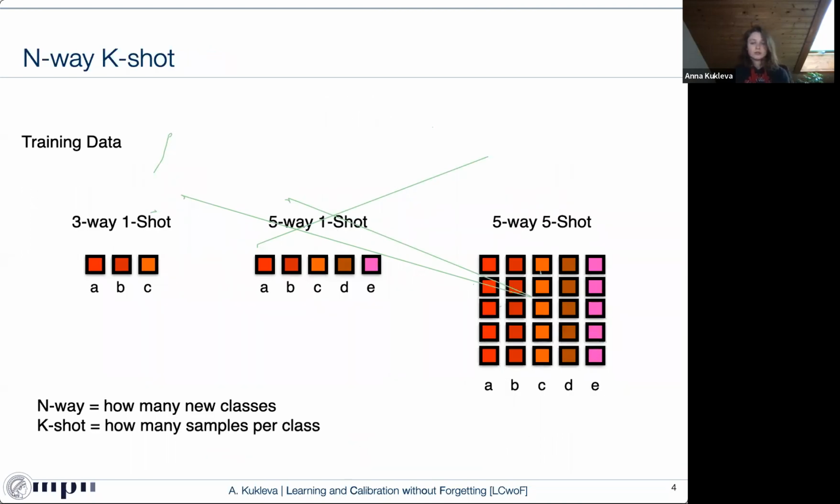Yeah, so you have a lot of different options. For example, one of the usual cases is called N-way K-shot. N-way means into how many classes you want to classify. 3-way means that you have 3 classes, and 5-way means 5 classes. So more ways means more difficult. And you also have, for example, more shots. It means how many training samples you have per class. So basically 5-way 5-shot means more training samples, more training data for each class, and it's an easier task.